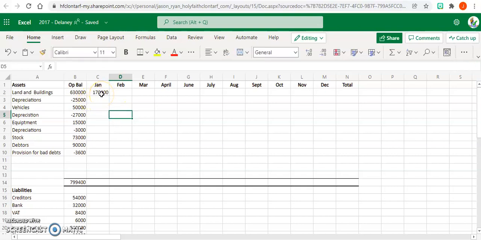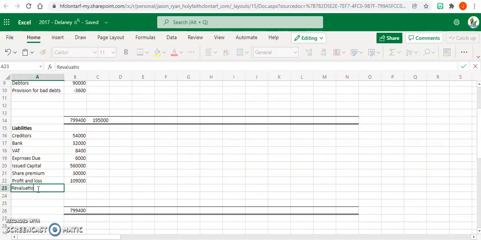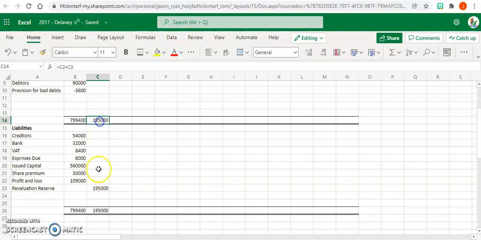With that then, that 170,000 is going to go into revaluation reserve. And also the depreciation will go in as well. So 25,000 of that needs to go across. So now our balance for depreciation is now 0, which is correct. So our assets have changed by 170 plus 25, so by 195,000. So that means your revaluation reserve is now 195,000. So that means that the assets and the liabilities are now the same. That's the quick way of doing it.